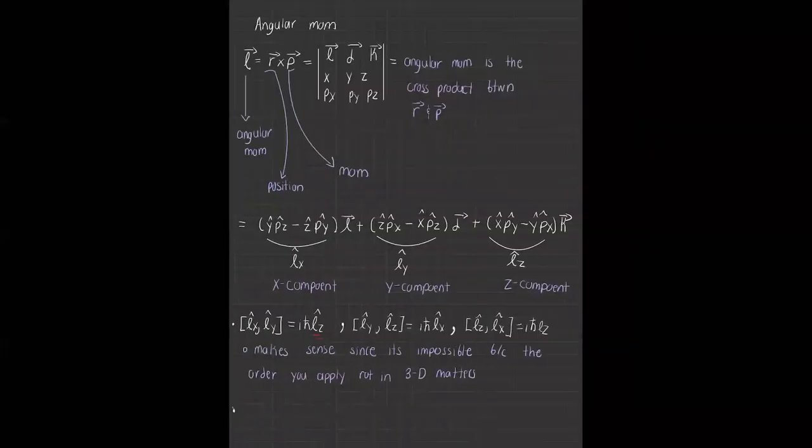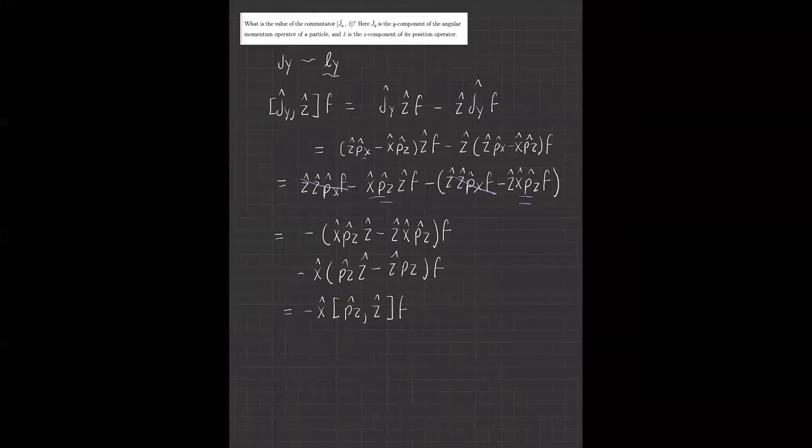I think I wrote that note here. I didn't write the note here, but it's pretty much the same thing as px and x, which is negative IH bar. And so this is just going to be equal to negative x times negative IH bar, which will just be IH bar x. Does that make sense to everyone? Anyone have any questions or anything on this question?